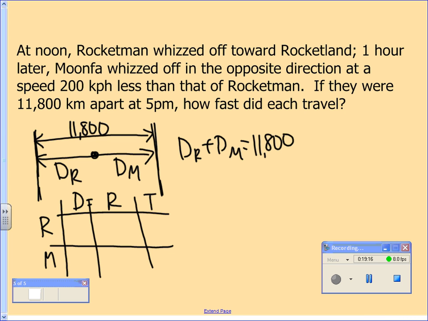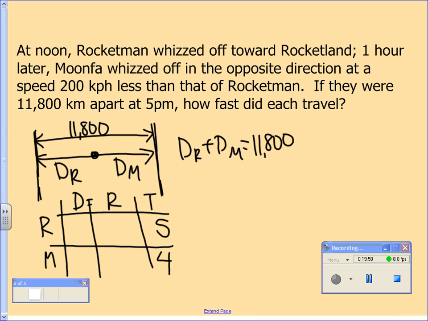Can we fill anything in for Rocket Man? He left at noon, and when did they stop? So his time was, okay, an hour later, Moonfa left, so that's 4. From 1 to 5: 2, 3, 4, 5. The first one left at noon, and the next one left at 1. Does that make sense?